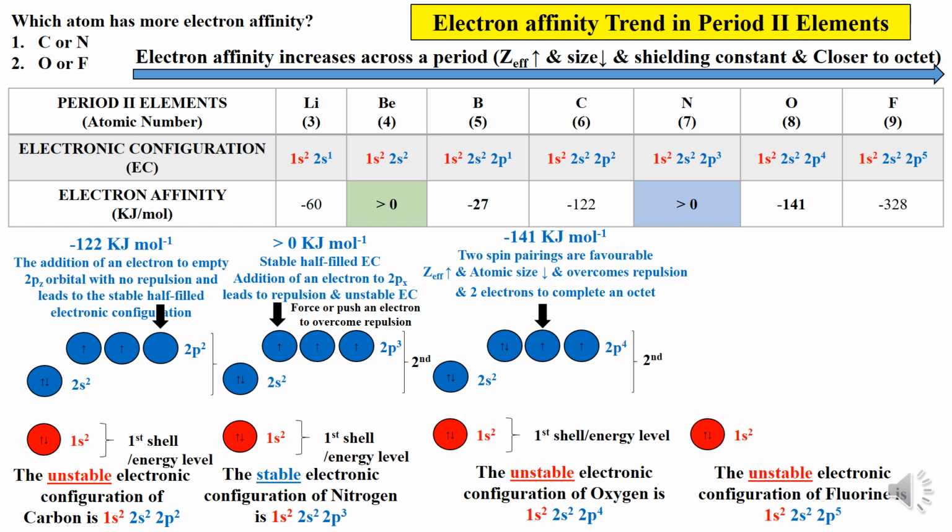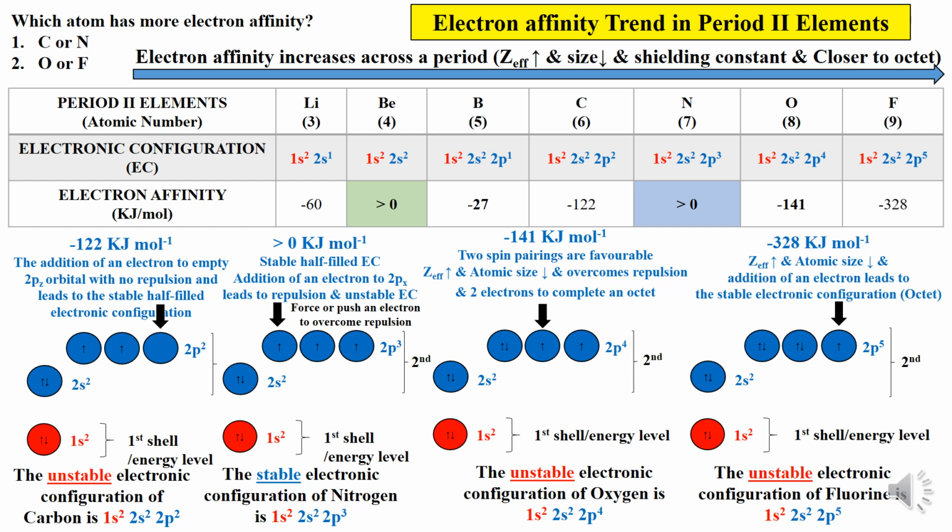What about fluorine? Now fluorine, electronic configuration of 1s2, 2s2, 2p5, 2 electrons in the 1s orbital, 2 electrons in the 2s orbital, and the 2p subshell is almost filled. It just needs 1 electron to achieve an octet. So the added electron goes to the 2pz orbital, and that leads to a stable electronic configuration.